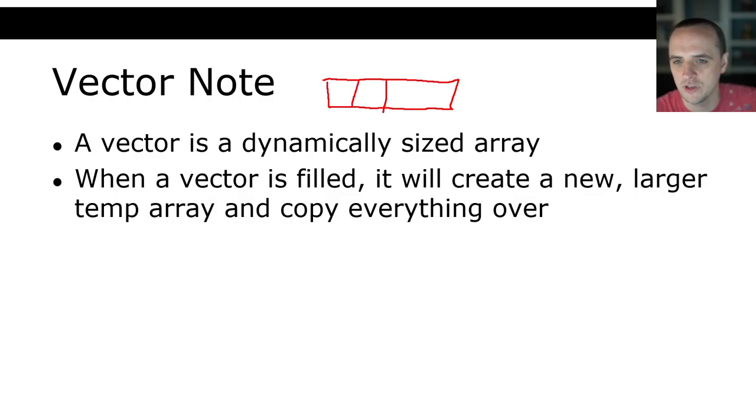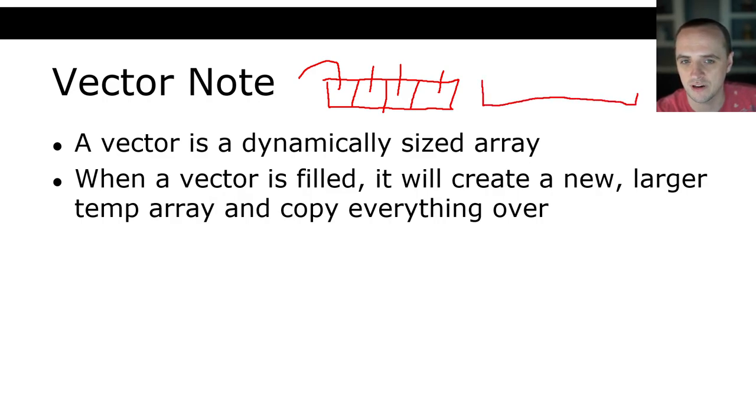And maybe whatever algorithm we use, there's going to be four spaces for data in that vector. Okay. So we add something into here. It goes here. We add another thing. It goes here. We add another thing. It goes here. We add another thing. It goes there. Now, if we want to add another thing to that vector, what it does under the hood is it creates a second temporary vector of a larger size. Let's say it doubles in size every time. So now we've got eight spaces. It takes these four entries and copies them into these four entries. And now when we insert something else, it goes here.